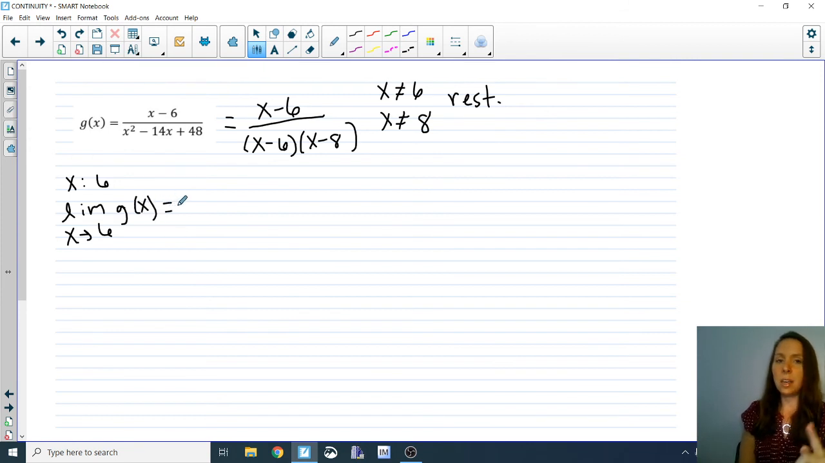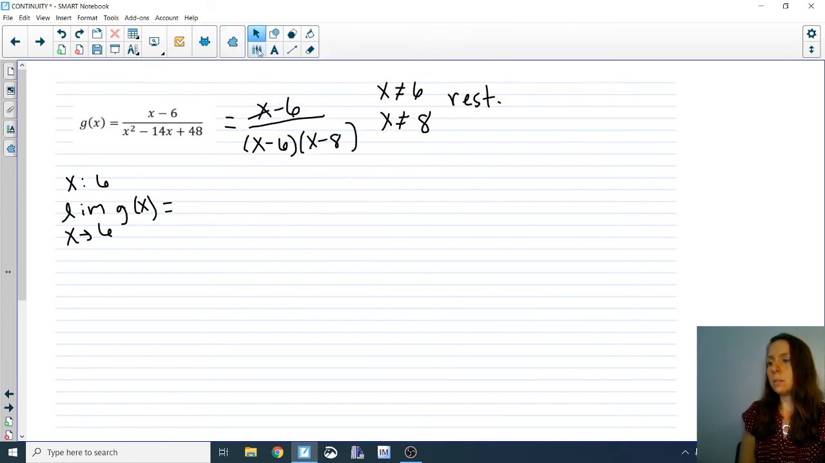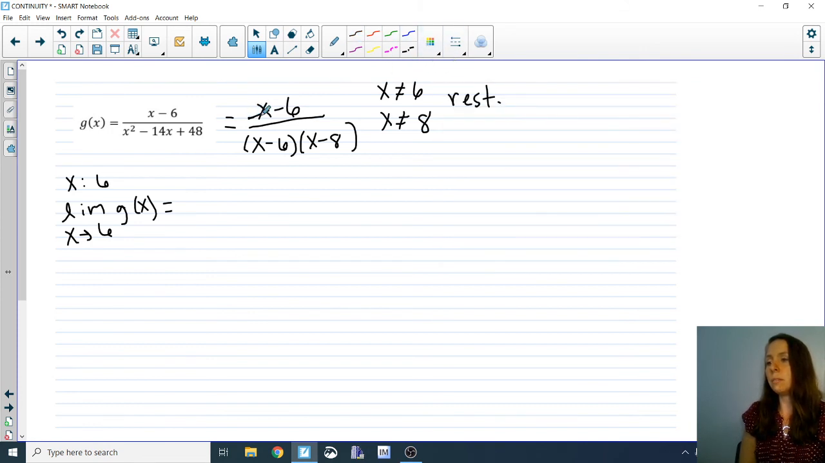And this time, I'm going to suggest that you don't split it up into a left-hand limit and a right-hand limit, and here's why. I'm looking at this factored form, and I can see that the x minus 6 factor can be divided out of the numerator and denominator. And so my simplified form of this function is 1 over x minus 8.